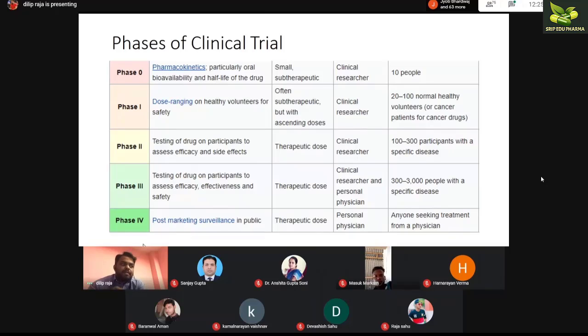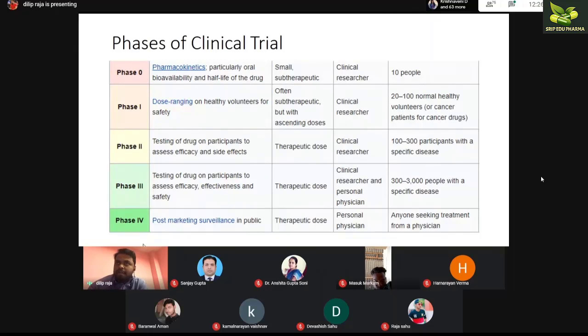If the drug passes phase 2, if it establishes that it is actually working in the patients, then the drug crosses and gets into the next phase called phase 3, which is the multi-center trial. Phase 2 we otherwise call an exploratory trial, and phase 3 is the confirmatory trial.